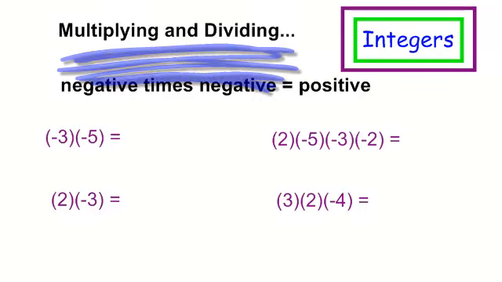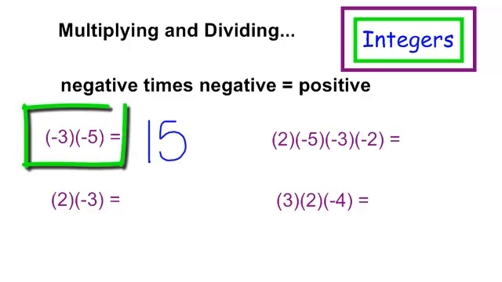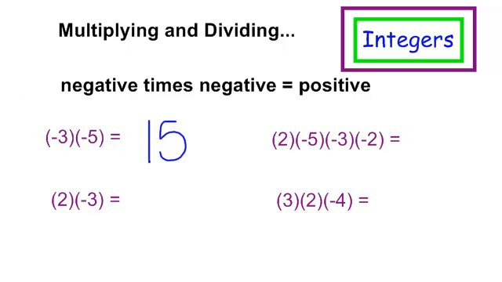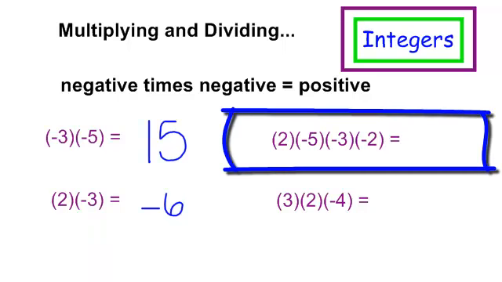3 times 5 is still 15. But a negative times a negative is a positive. There are two negatives here. Now, do you see how these parentheses are side by side? I do know that I am multiplying. I am not adding and subtracting. 2 times 3, well, that's still 6, but there's only one negative sign here, so my answer will be a negative 6. 2 times 5 is 10, times 3, 30, times 2 is 60.